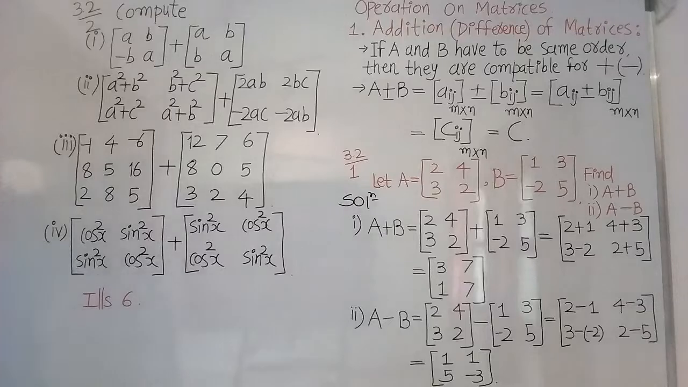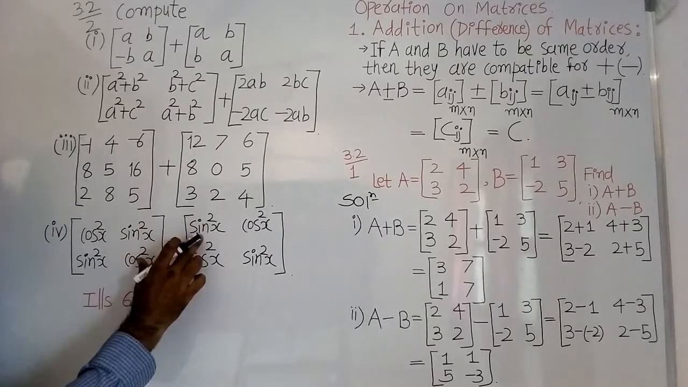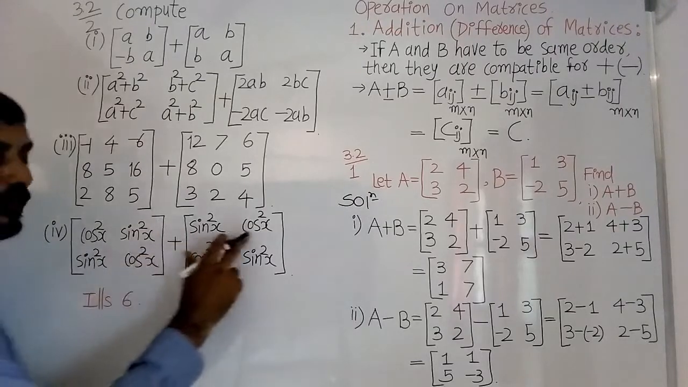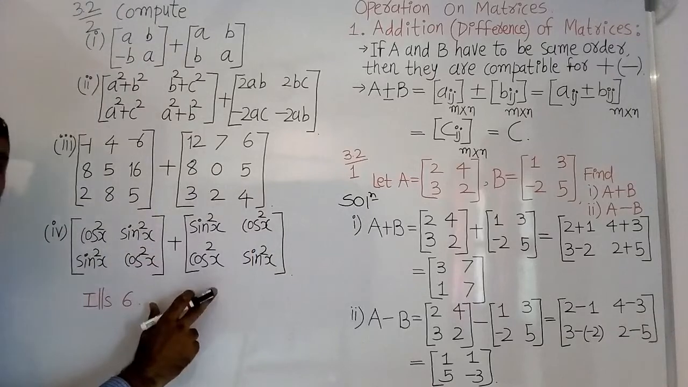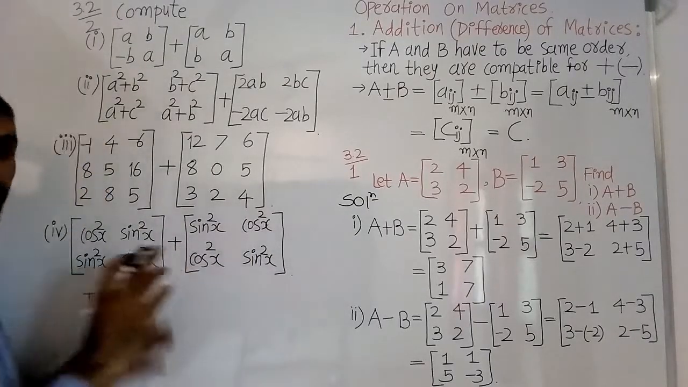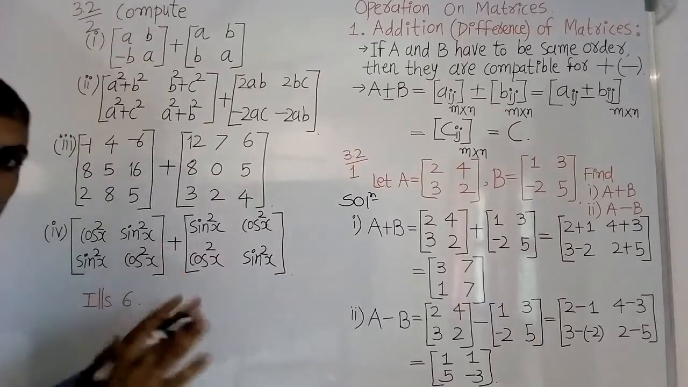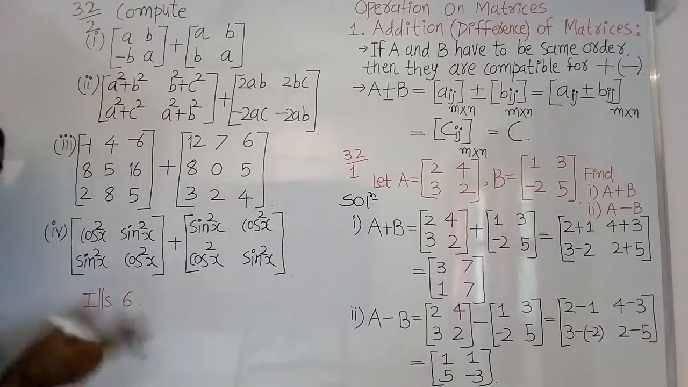Your answer. Here, the fourth example, cos square plus sin square. Tell me, 1. Sin square plus cos square, 1. Sin square plus cos square, 1. Cos square plus sin square, 1. So are you getting all 4? Okay, so this is illustration 6. You also have to write it.